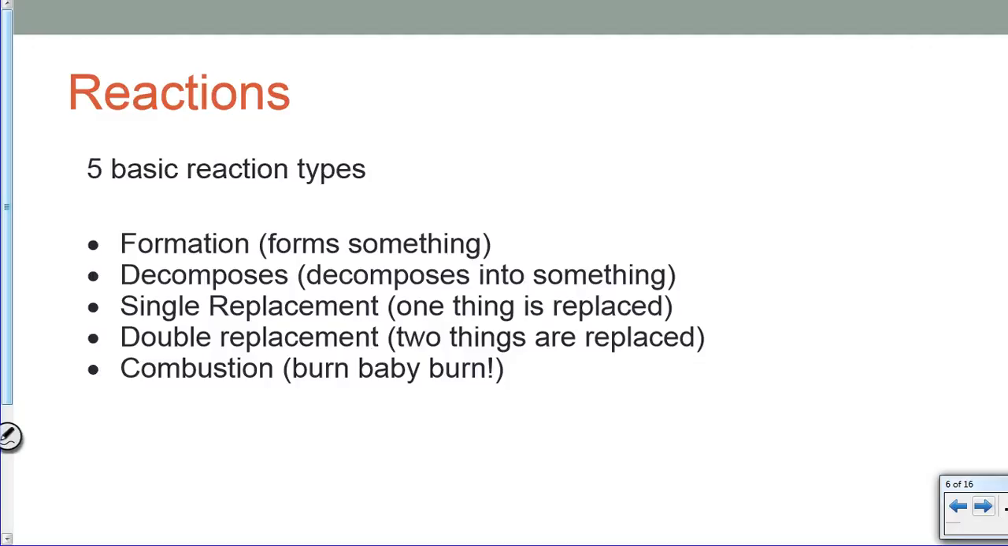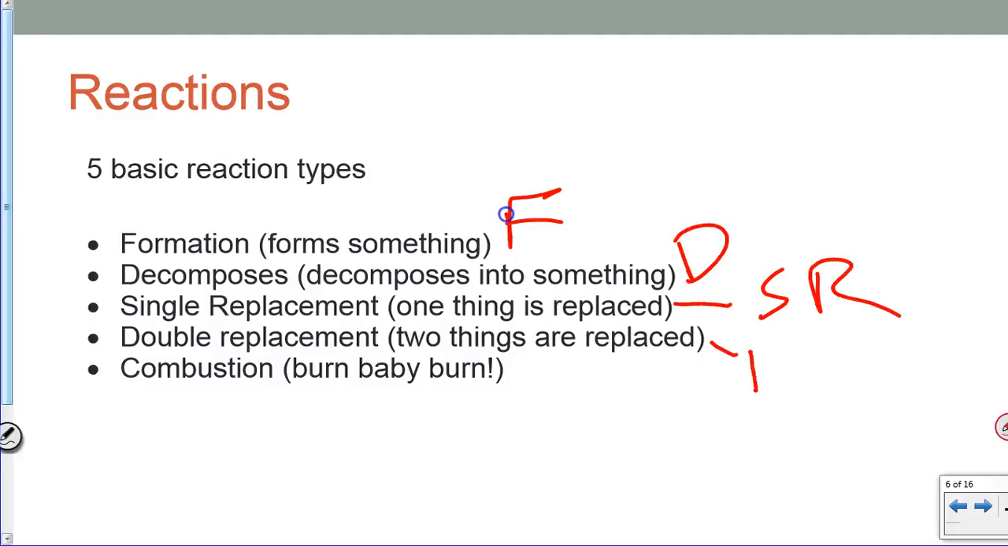So when we look at reactions overall, there's 5 basic reaction types. Okay, formation, decomposition, single replacement, double replacement, and combustion. Actually, it's not DDR. Sorry.